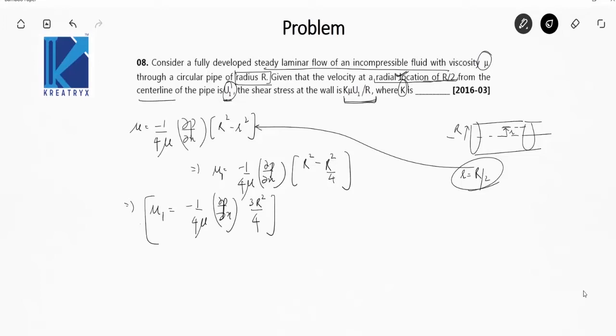Now what we have to find is the shear stress at the wall, and again this relation we have derived already, you must have derived. So minus del p by del x times R by 2 is the wall shear stress.